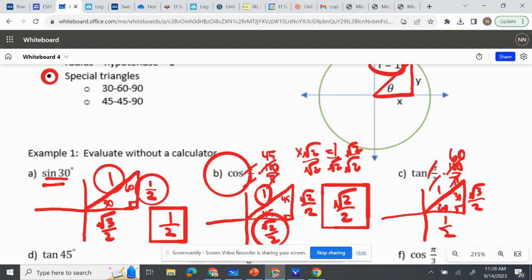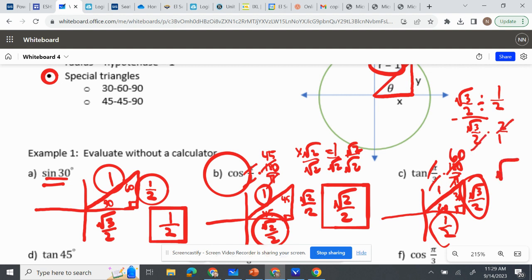And tangent is opposite over adjacent. So that would be rad 3 over 2 divided by 1/2. And when we divide by a half, what we do is we multiply by the reciprocal. So that means that it's going to be rad 3 over 2 times 2 over 1. The 2's cancel. And so what we get is the square root of 3.